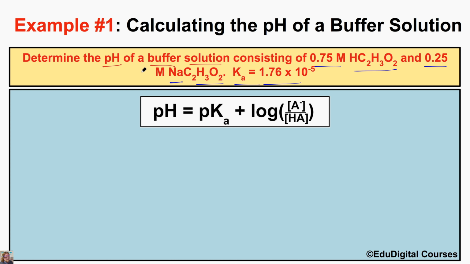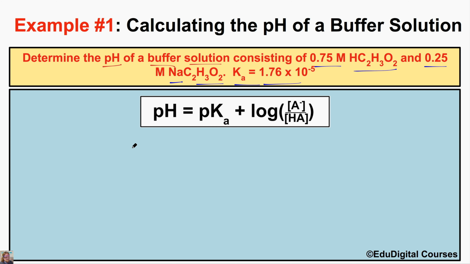So anytime you're asked to determine the pH of a buffer solution, when you're given the concentration of your weak acid and you're given the concentration of its conjugate base, but you're not given the Ka value, well, you're probably not going to be able to solve that problem, so you're going to need to go ahead and look at a table of Ka values to get the Ka value of your weak acid.